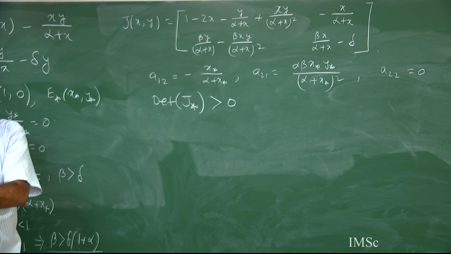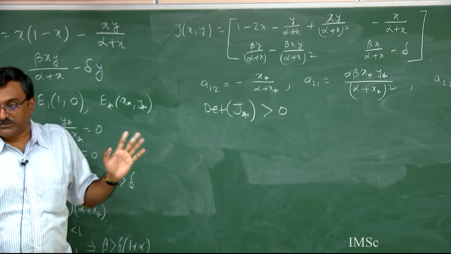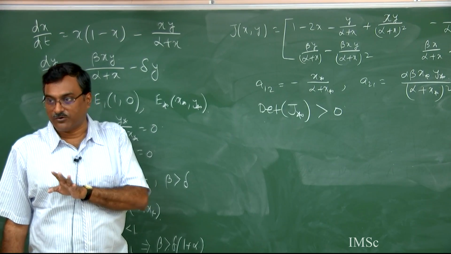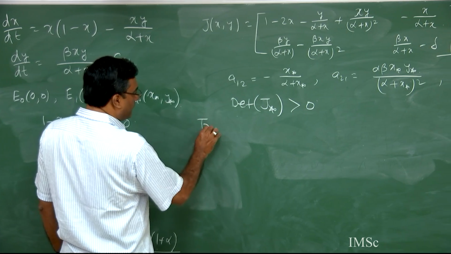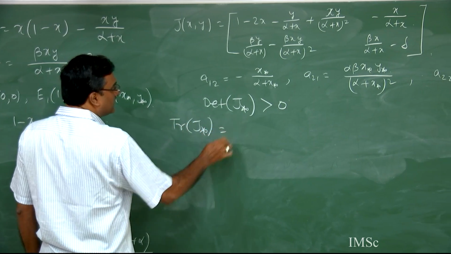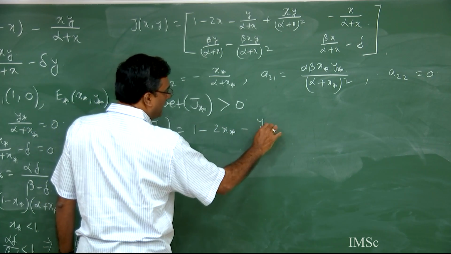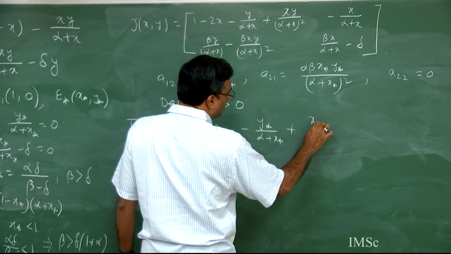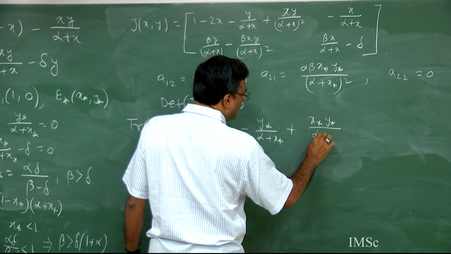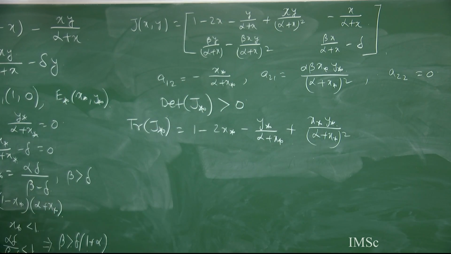So the second condition for stability is already satisfied whenever your x star y star is feasible. So then we need to verify whether trace is negative or not. Now in order to calculate trace, trace of J star is nothing but this expression, that is 1 minus 2 x star minus y star by alpha plus x star plus x star y star divided by alpha plus x star, this whole square, and we can reduce this expression step by step.